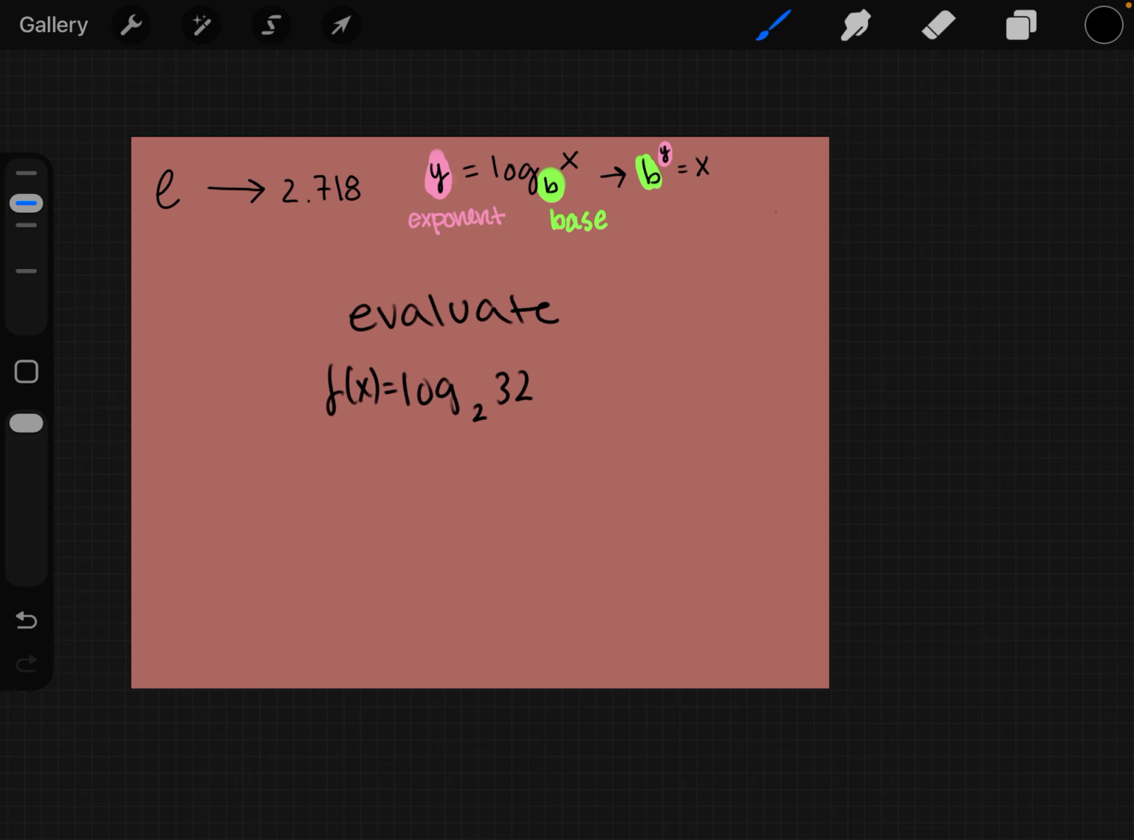So to figure out what this is, we can change it to exponent form. This is our base. 2. We don't know our exponent. 2 to what power is equal to 32? It's 4, right? No, it's 5. Yes, so the answer is 5. You just solve for what you don't have. Okay, let's do another one.